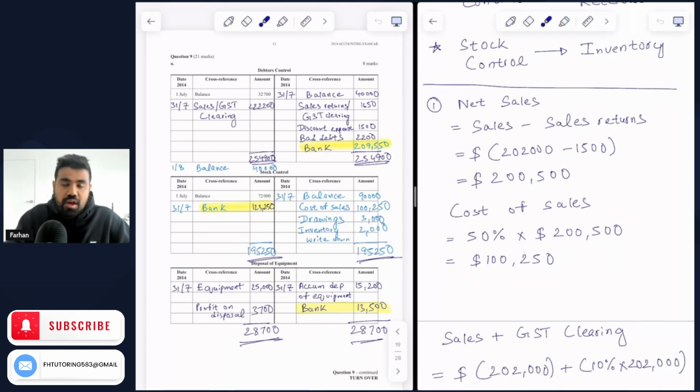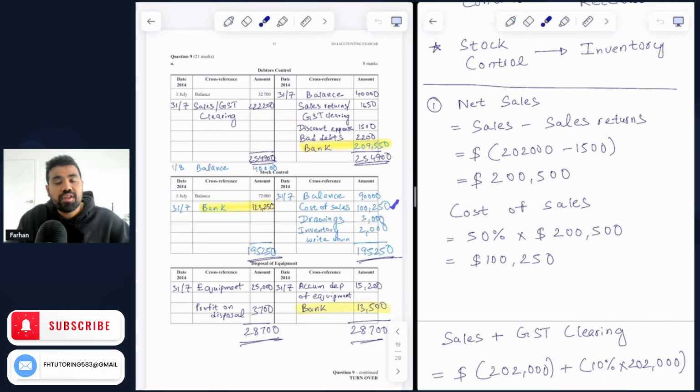So you know the net sales, and if you want to find the cost of sales, you just simply apply 50% of the net sales, and that's $100,250. And this is 100% verified by the income statement value as well. So you have nothing to worry about. You will get full marks. So the cost of sales is on the credit side of $100,250.